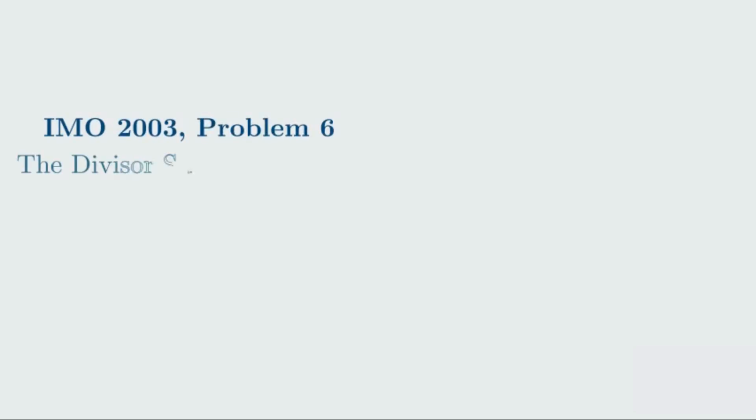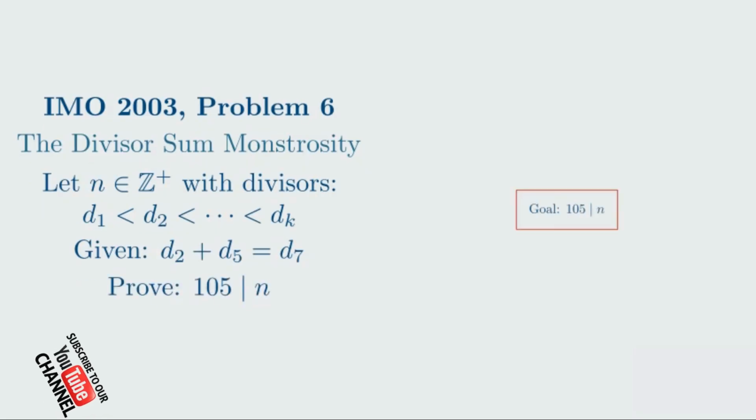Welcome. Today we are looking at a famous problem from the International Mathematical Olympiad, often called the Divisor Sum Monstrosity. The problem states that for a positive integer n, if we list its divisors in increasing order, and we are given that the second divisor plus the fifth divisor equals the seventh divisor, we must prove that n is a multiple of 105. Our goal is to show that n must be divisible by 105.